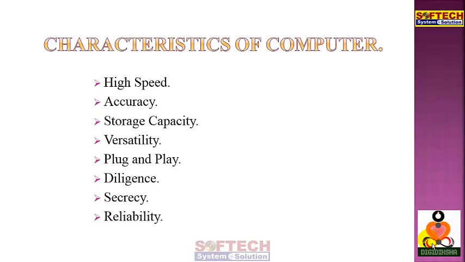Next we are going to see about the characteristics of computers. Computer is high speed. Once we give the input, it gives the output very fast. Accuracy: manual power can commit errors, but the computer cannot give the wrong answer. It gives the accurate answer for each and every calculation.